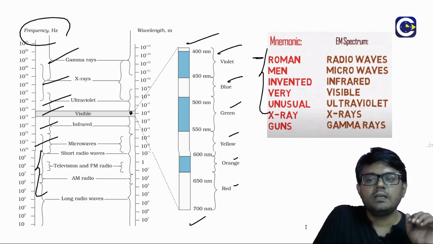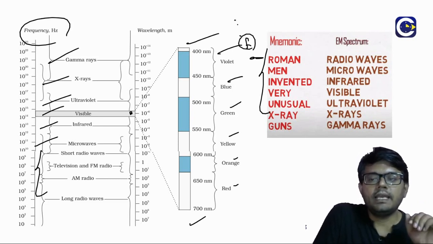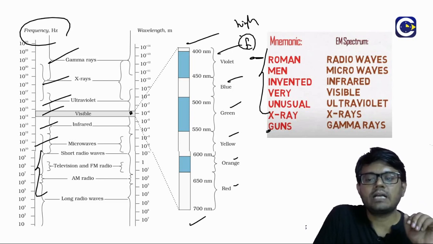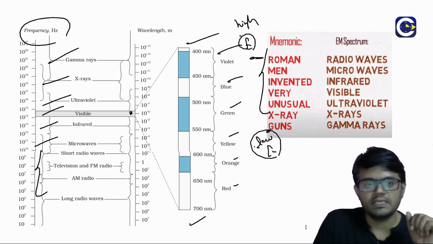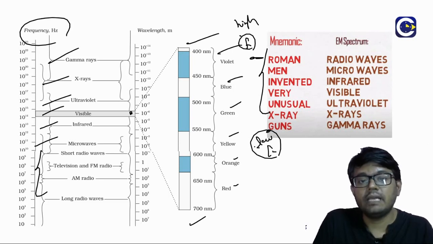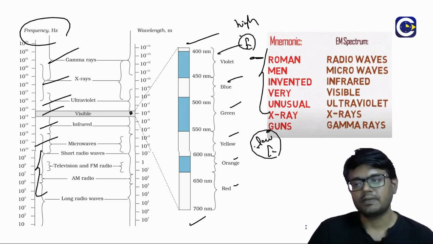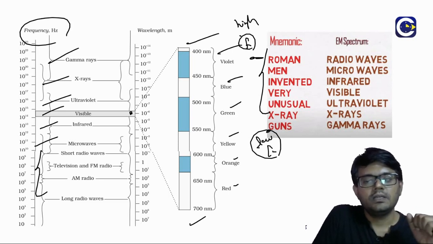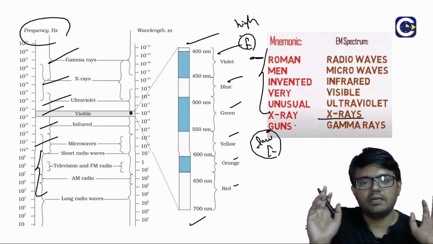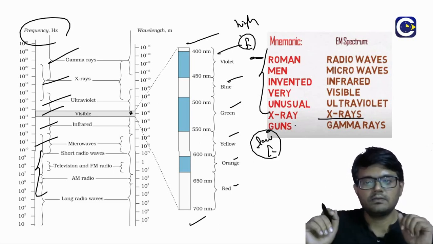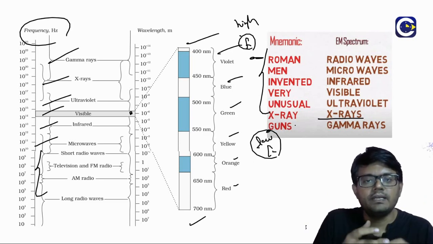If we start from the radio, we can say it is high lambda. When you come to gamma, it will be very low lambda, or a high frequency. But because of the high frequency, gamma will have very high energy and more penetrating power. Look here, R is radio, M is micro, I is infrared, V is visible, U is ultraviolet, X is X-rays, G is gamma. We can try and remember using this mnemonic. Okay? Look, Roman men invented very unusual X-ray guns.